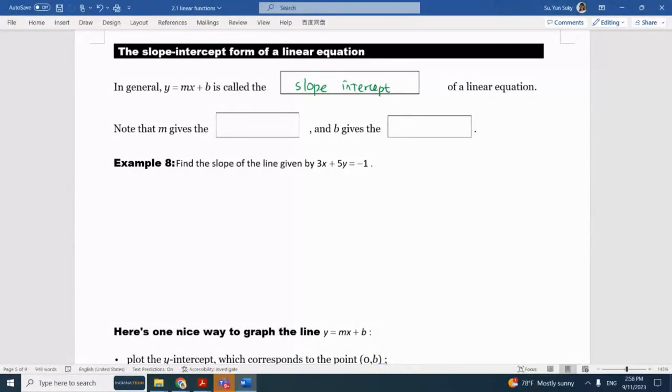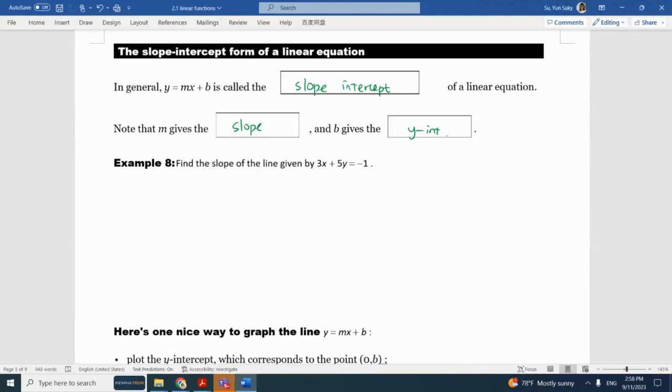Interesting. Do you see my letters are moving? So m gives the slope. See, it's moving. And b gives the y-intercept. I think my word is tight. So, yeah, like example 8.